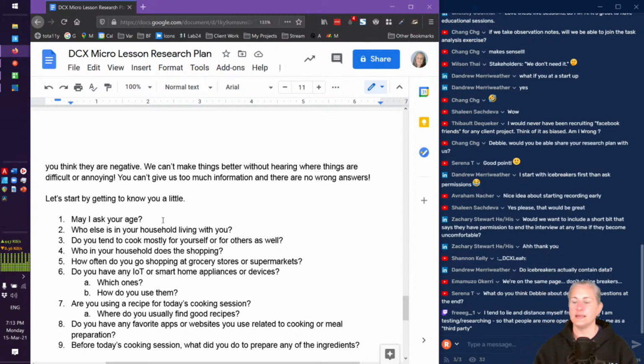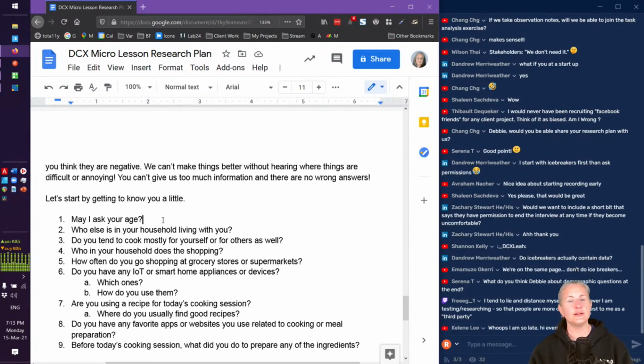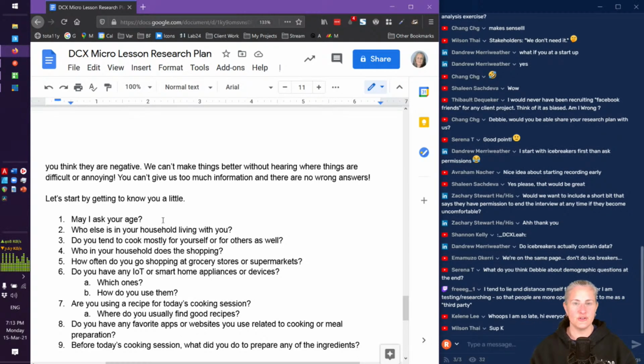Freeg says, I lie and distance myself from whatever I'm testing or researching so people are more honest as a third party. Okay, for generative research, I don't have to lie because there isn't anything here that I'm pretending is not mine. If this were usability testing or some sort of evaluative research, we do tend to lie, especially if we designed it and now we're testing it. We'll say, I had nothing to do with designing this, so you can't hurt my feelings if there's something you don't like. That's the lie, and that's the only place in your life I allow you to lie. But since this is generative research, there's nothing for me to lie about.